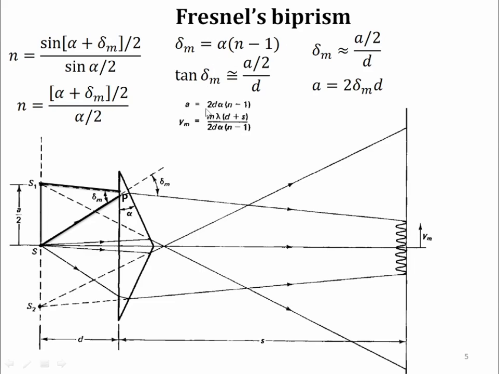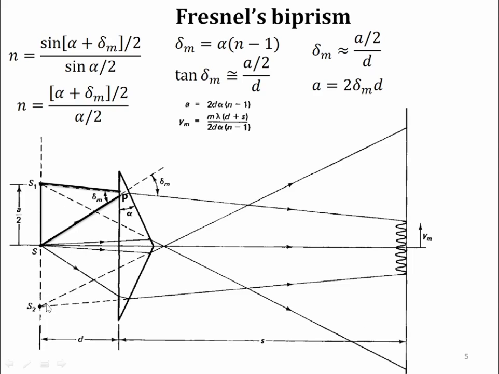So in that case a will be equal to 2d into delta m, which is nothing but alpha into n minus 1, where n is the refractive index of the material of the biprism. And once we know this, now we can apply the condition from Young's double slit method. So the condition for maxima will be m lambda, m is an integer, m lambda into capital D, the distance between the two sources and the screen.